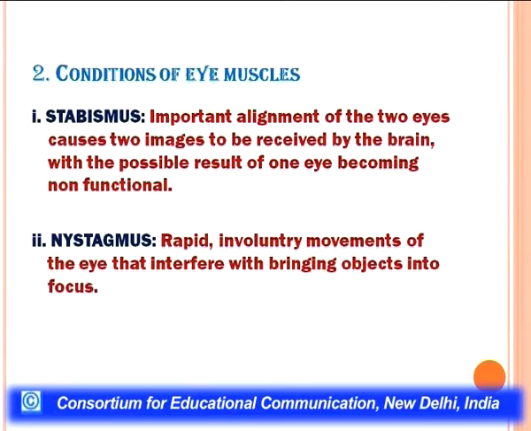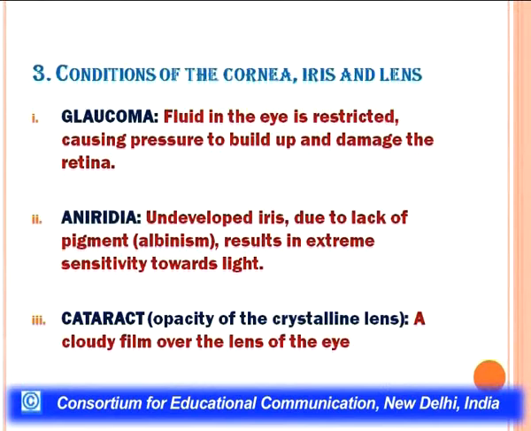Then conditions of cornea, iris and lens. First is glaucoma. The fluid in the eye is restricted, causing pressure to build up and damage the retina. So, the pressure which is inside the eye damages the retina. The fluid which is there, pressure develops in that fluid and it in turn damages the retina. Aniridia is underdeveloped iris due to lack of pigment. It results in extreme sensitivity towards light. And cataract, it is a very common term and you would all have heard about it. It is the opacity of the crystalline lens, the lens becomes opaque. A cloudy film covers the lens of the eye and in turn the person is not able to see the object very clearly.